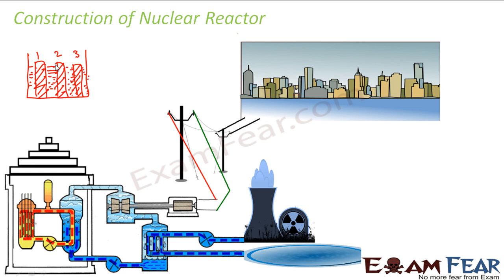The core is constructed in such a way that all the 3 neutrons will not be able to hit the next target. Only 1 of them will be able to hit. Now, what do you do to stop the reaction? Because we don't want the reaction to continue endlessly. So how do we stop the reaction? For that we have control rods.